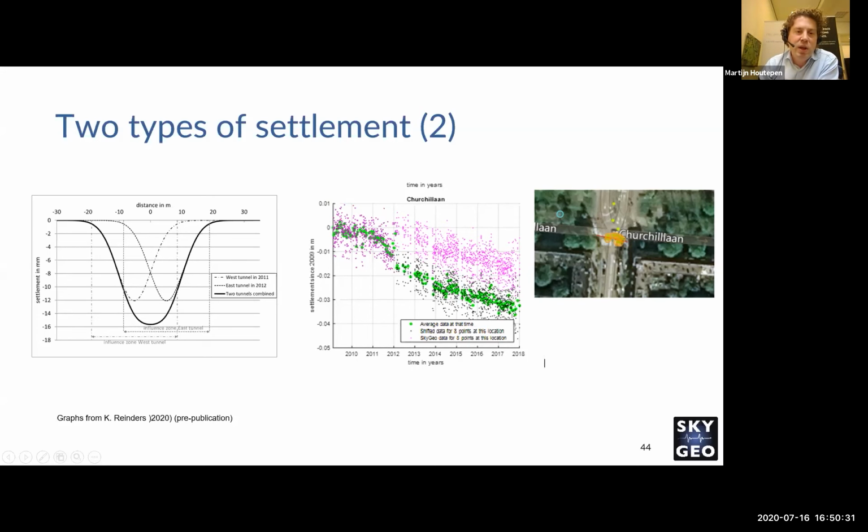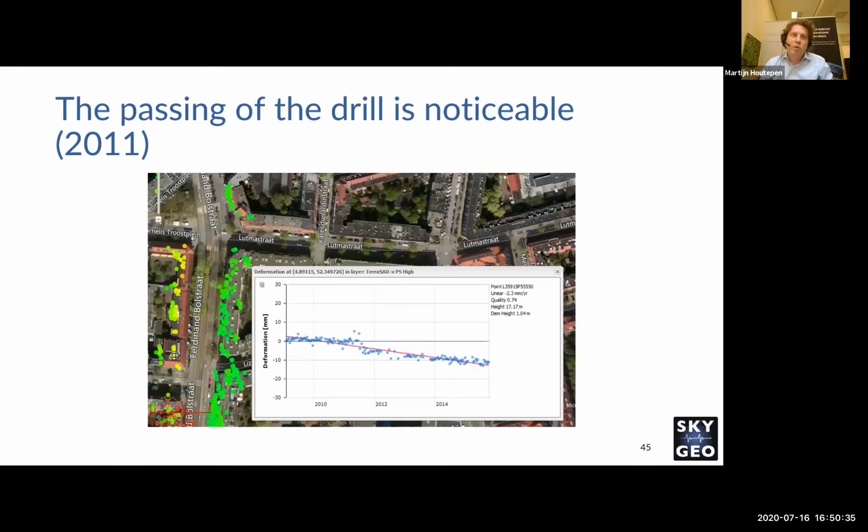So this passing of this rail is noticeable. We saw it in the previous one. If you look at a single point here, you can see these points going up and then going downwards. As I mentioned, this is actually an unwrapping error. All these points should be positioned a bit more down here, actually.